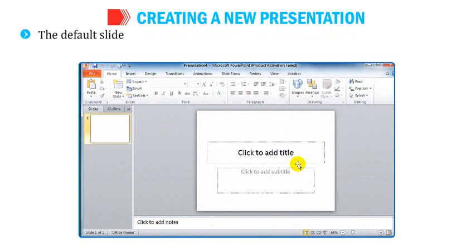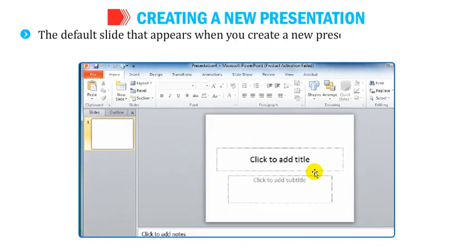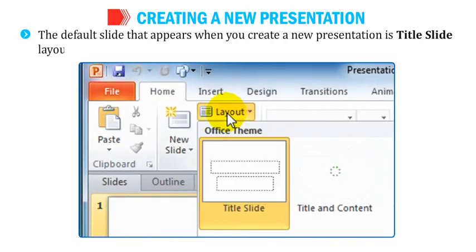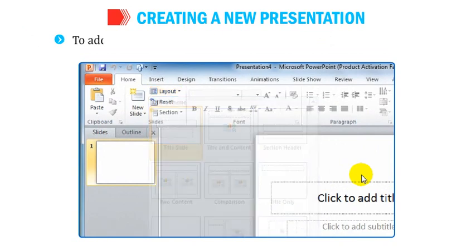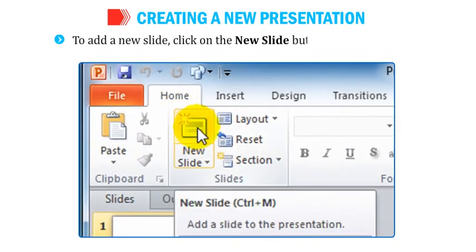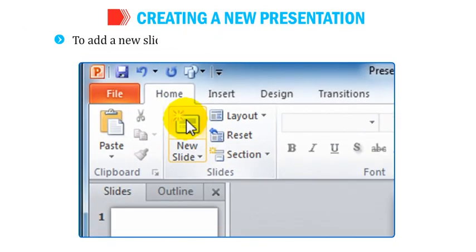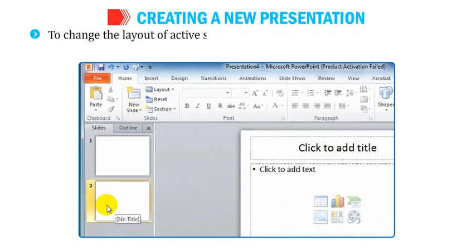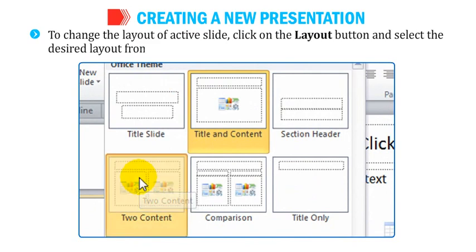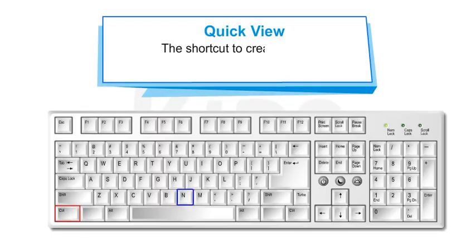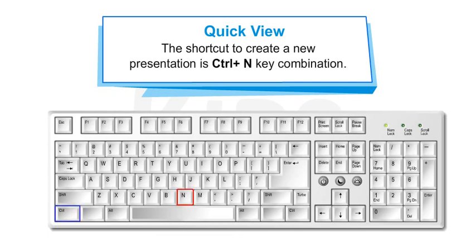The default slide that appears when you create a new presentation is titled Slide Layout, which displays the dotted rectangular boxes called placeholders. To add a new slide, click on the New Slide button on the Home tab. To change the layout of active slide, click on the Layout button and select the desired layout from the list. Students note that the shortcut to create a new presentation is Ctrl plus N key combination.